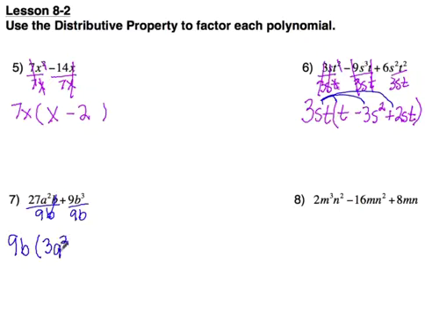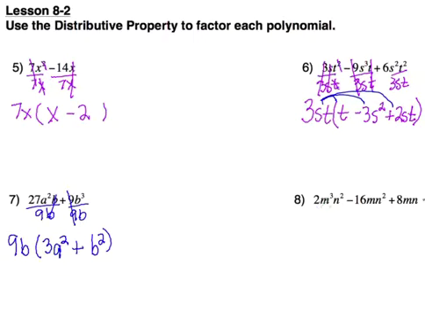And then plus, the 9's cancel. B cubed over B is B squared. And again, notice your 2 terms left inside your binomial should have nothing in common. If they still have something in common, that means I didn't take everything out that I should have.